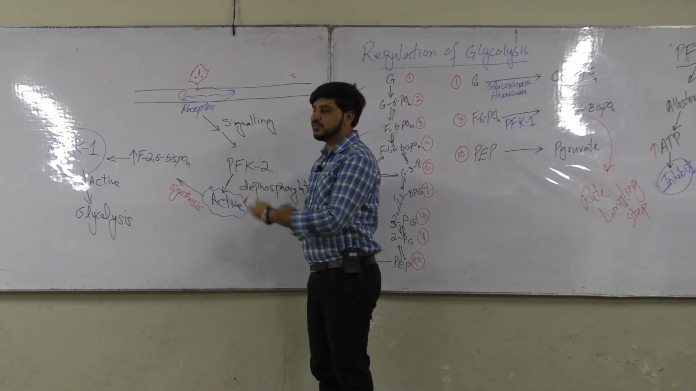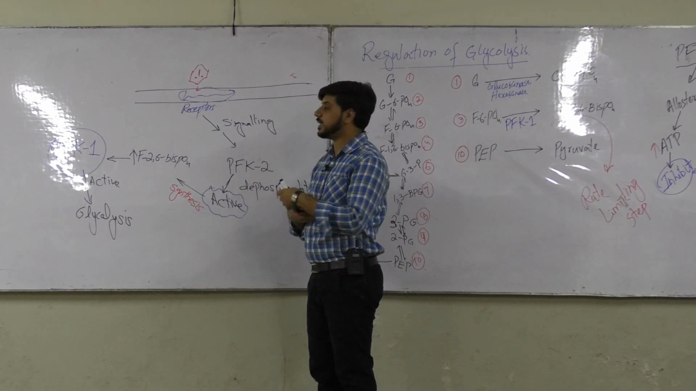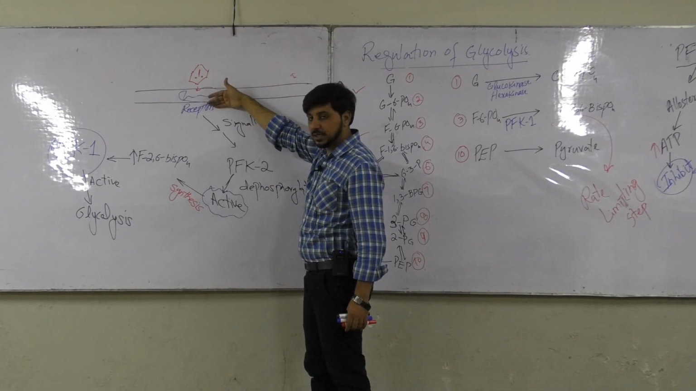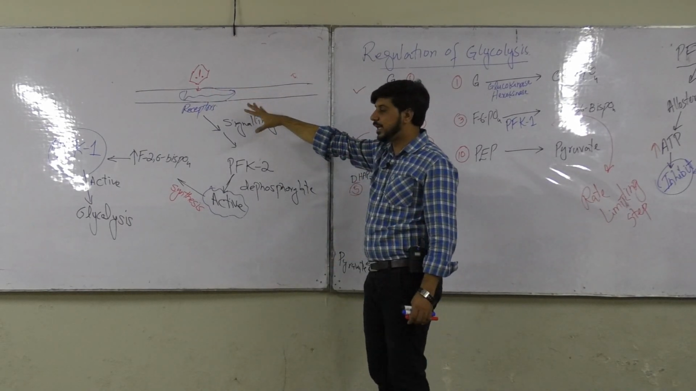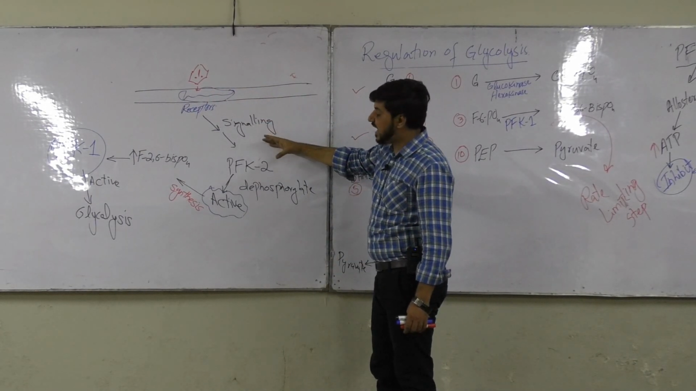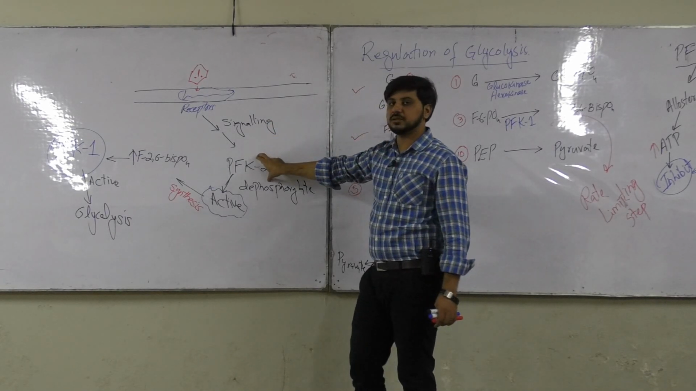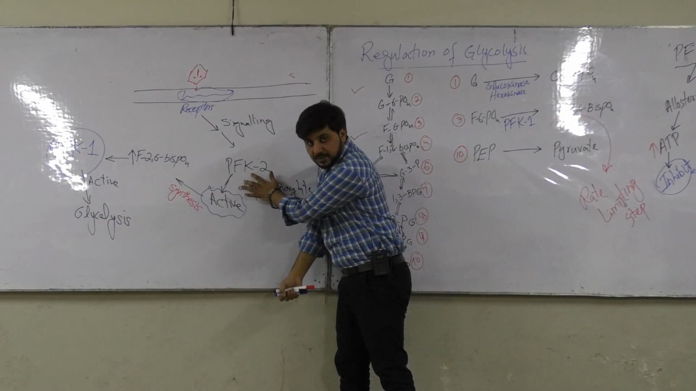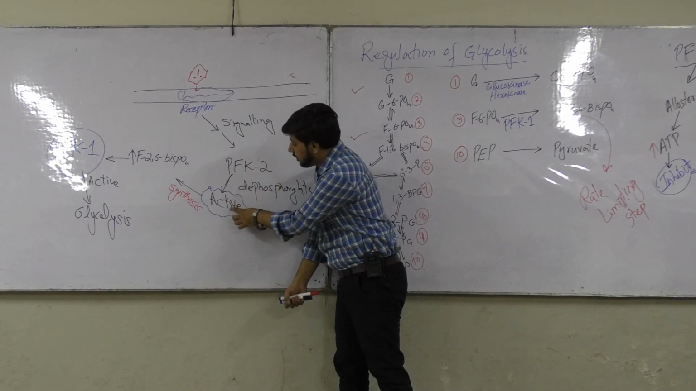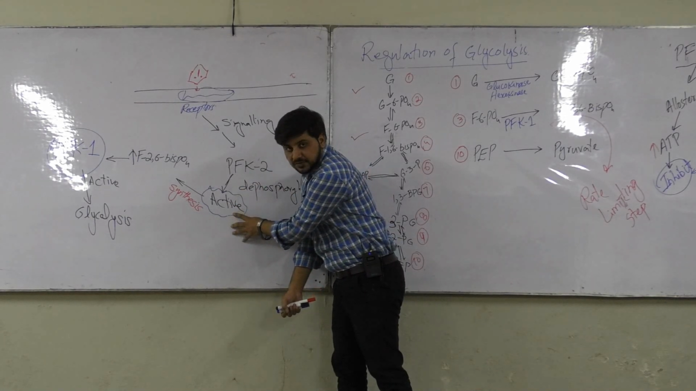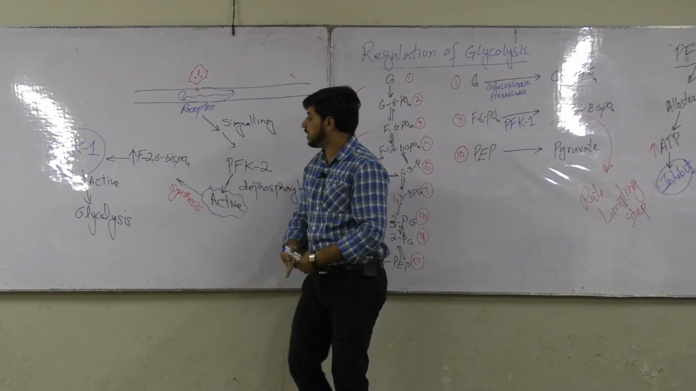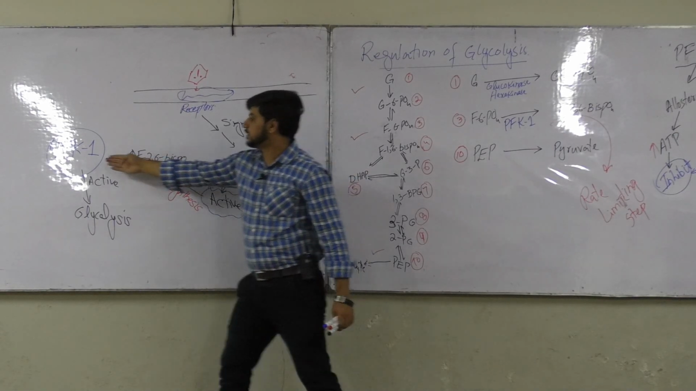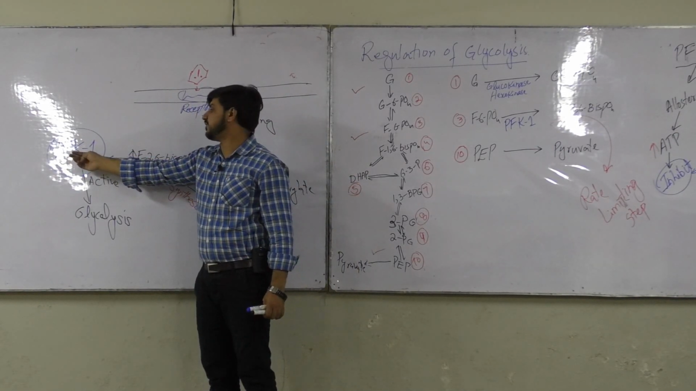And in case of glucagon, it is opposite. How? When the glucagon comes, it binds to the receptor. After the binding, there will be a signal cascade, and the kinase domain will become active. That kinase domain will phosphorylate this enzyme, and after phosphorylation, it will become inactive rather than active. When it is inactive, there will be no synthesis of fructose 2,6-bisphosphate, and when there is no synthesis of this molecule, PFK1 will become inactive or inhibited.